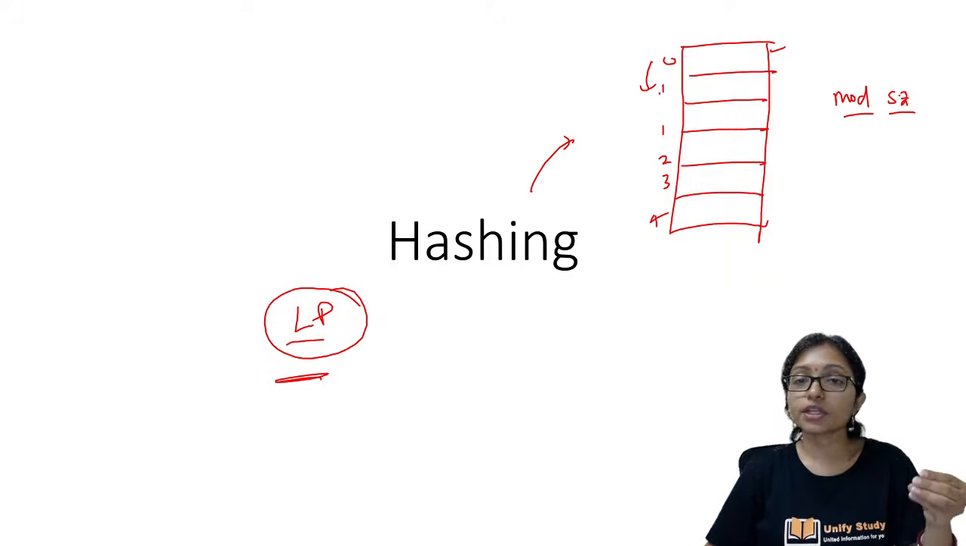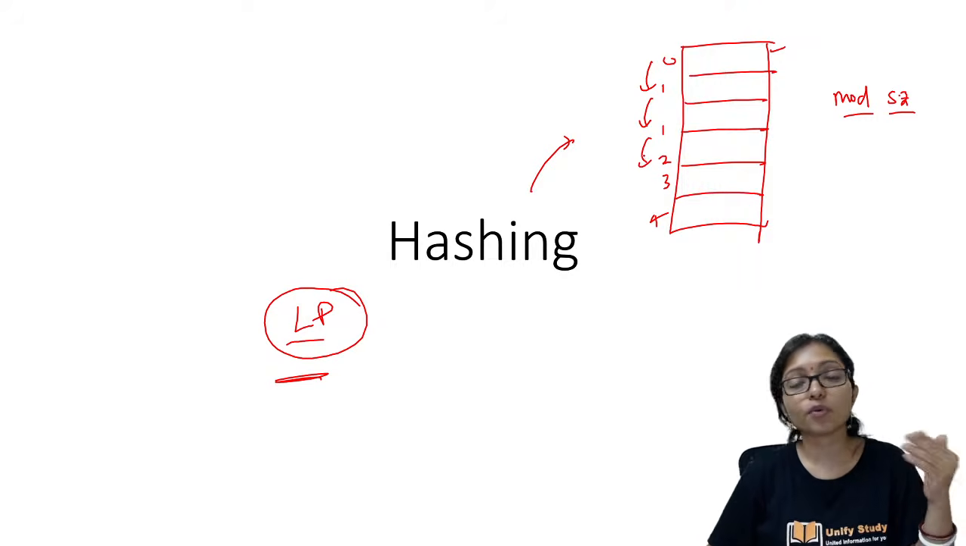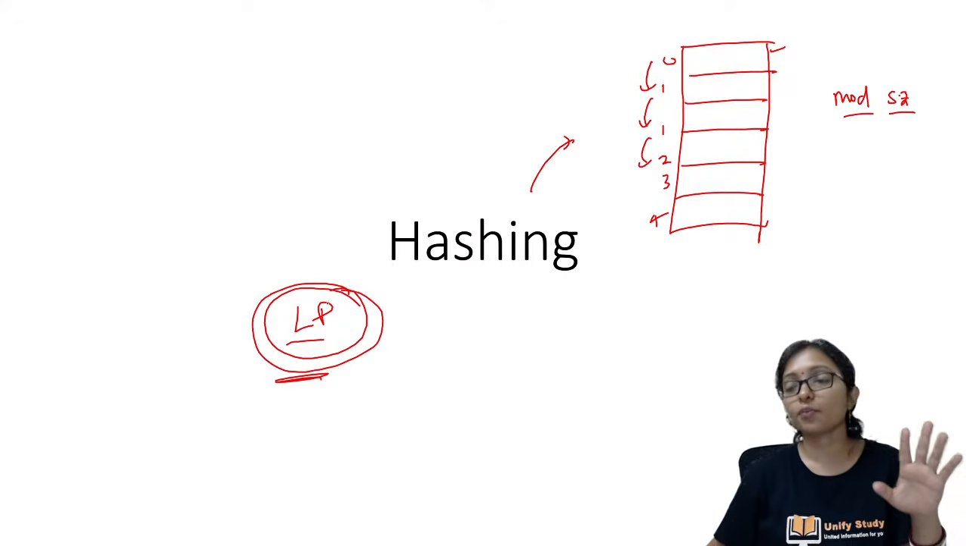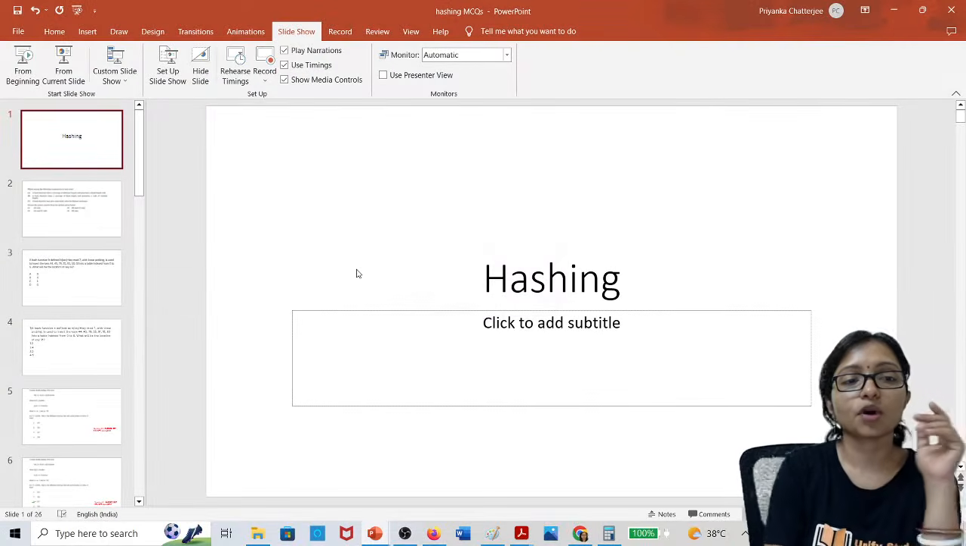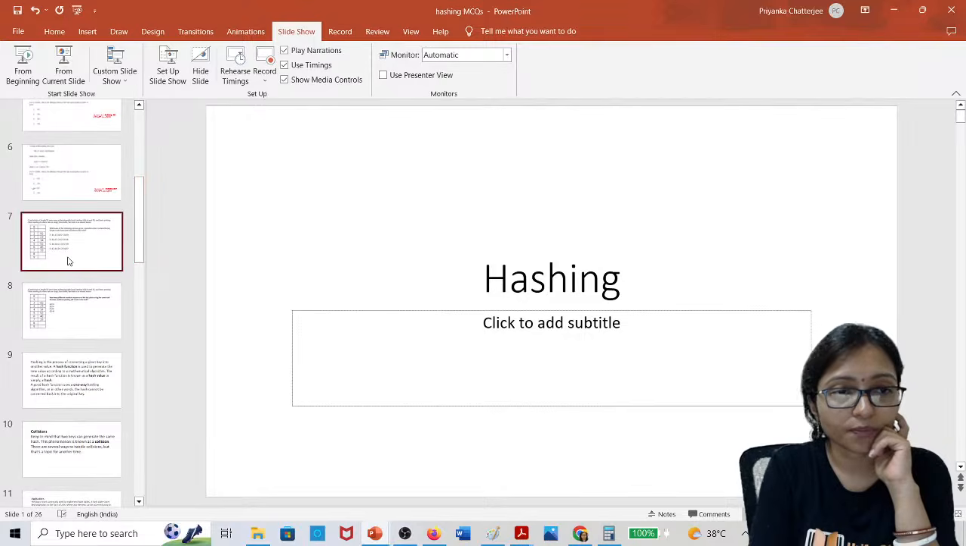If here also it is not possible, then I have to go to the next. Again I have to go to the next. That is the way linear probing works. Mostly questions are asked from linear probing, so let's do some questions on linear probing, and after that we will go for the next topic.